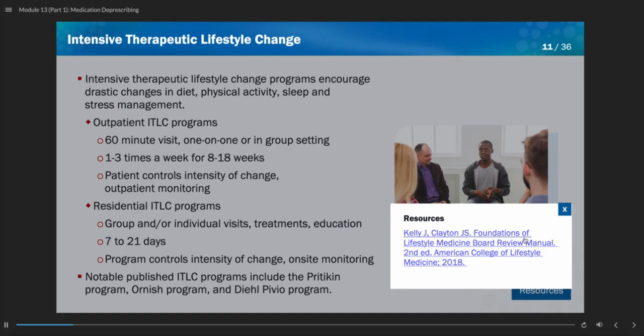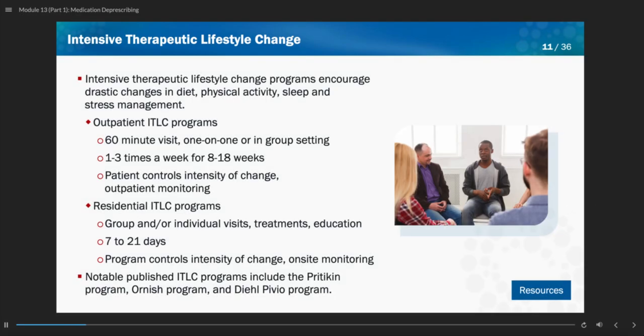Discussing intensive therapeutic lifestyle change programs further, these occur primarily in two different settings, both a residential program and an outpatient program. Intensive therapeutic lifestyle change programs encourage drastic changes in the diet. They are immersion programs, more or less, whether they happen residentially or in the outpatient setting. Patients get a high level of support and education as they make changes. Many of these programs will have food provided either entirely or multiple times per week.